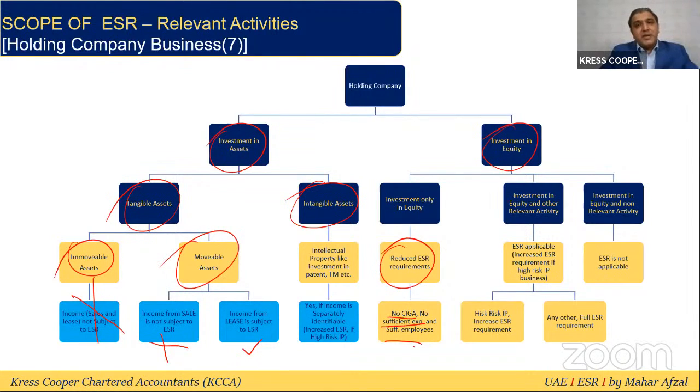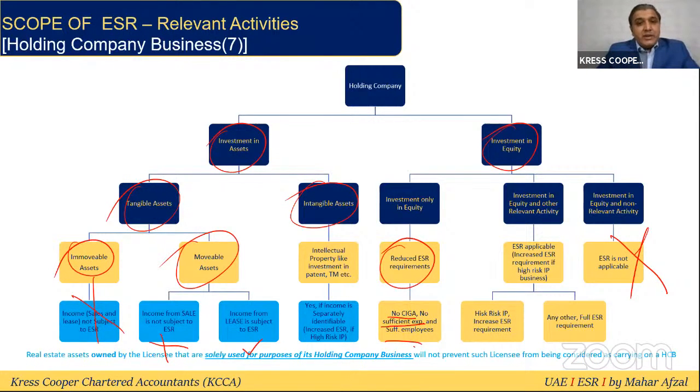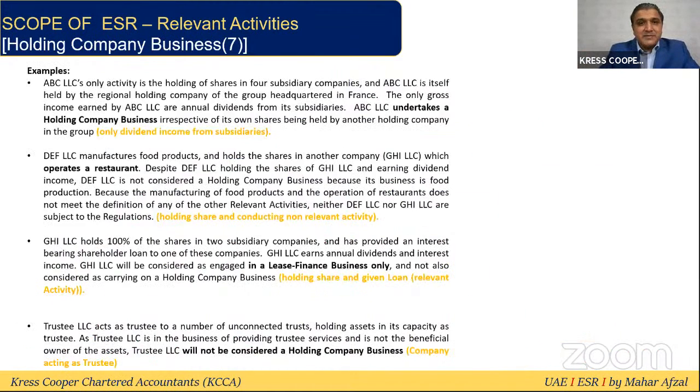In case the holding company is doing investment in equity along with managing non-relevant activity, the law is very clear. The law said it will not be subject to ESR. Moreover, they said real estate owned by the licensee that is solely used for the purpose of holding company business can be classified as holding company business. These are the examples: only dividend income from subsidiaries, yes, it's a holding company business. Holding shares and conducting non-relevant activity, as we just discussed, will not be subject to ESR.